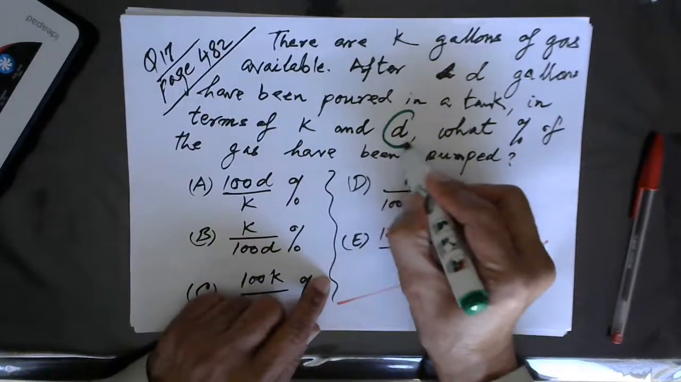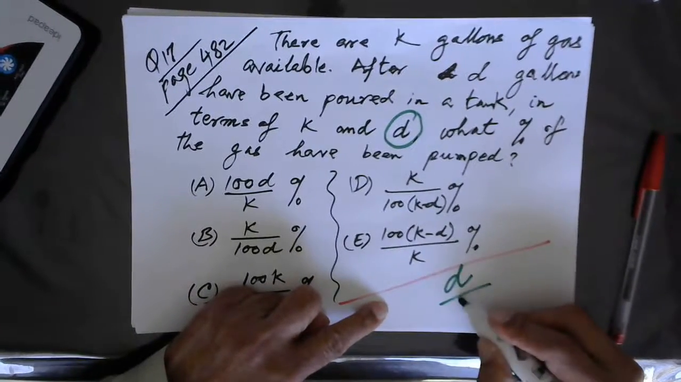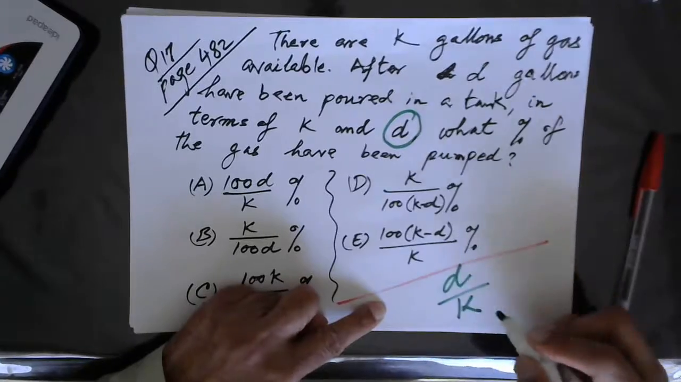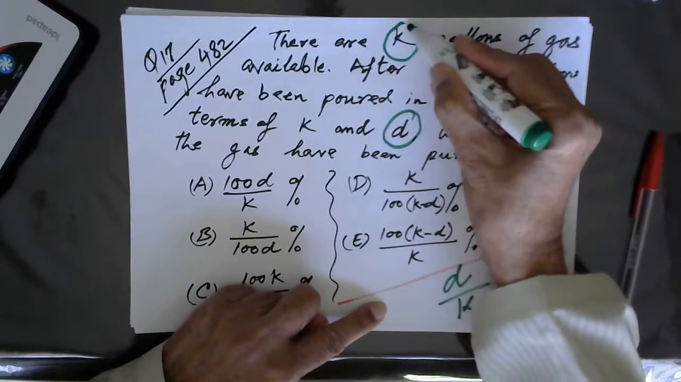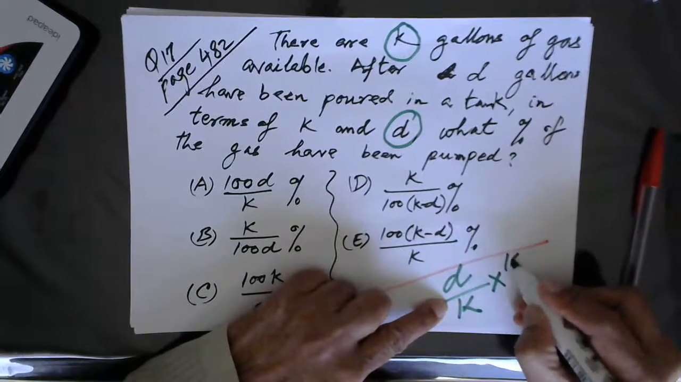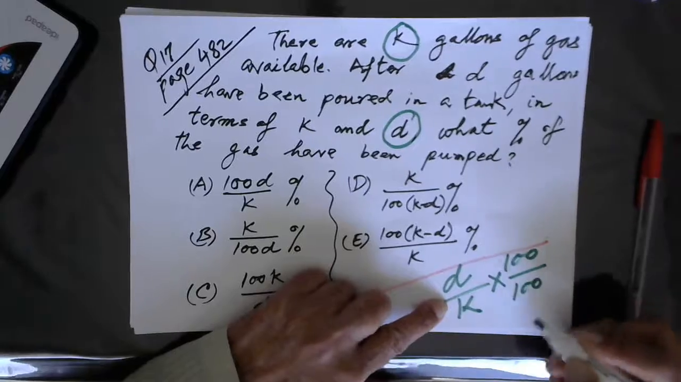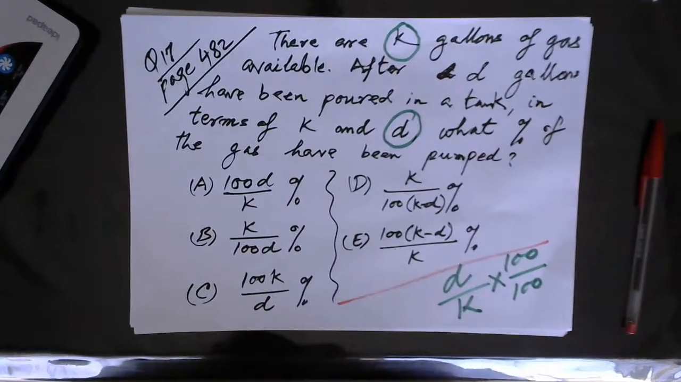D gallons have been pumped and the capacity is K gallons. This is the capacity. Now, if I multiply this by 100 and divide this by 100, it makes no difference and I can do that.